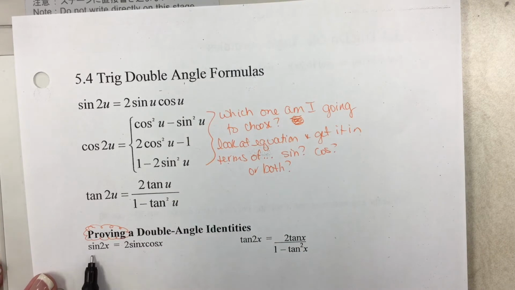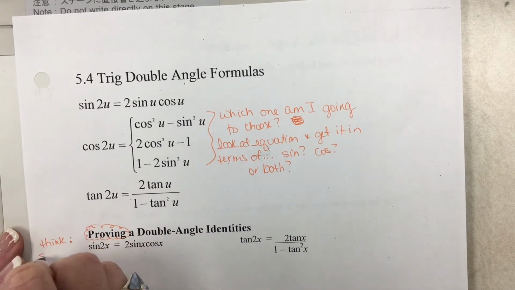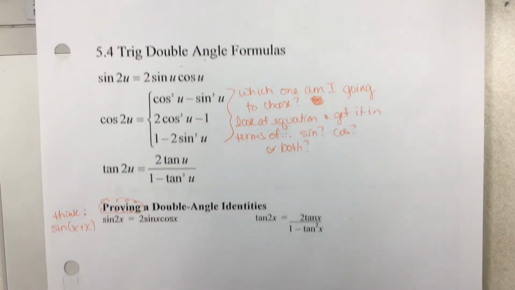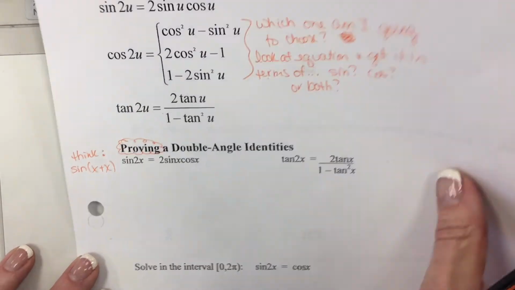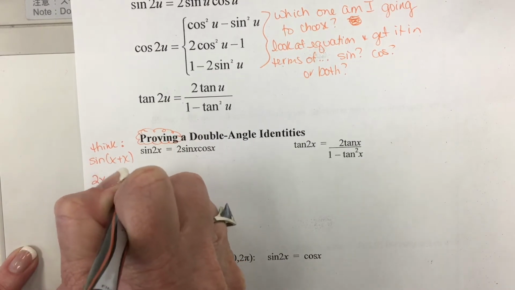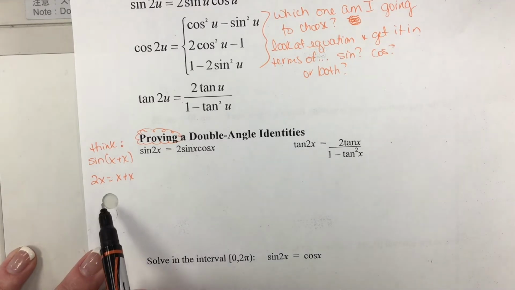When you see this double angle, what you're thinking is sine of x plus x. You're not thinking in terms of 2x, you're thinking in terms of sine of x plus x. Where that comes from is that we know 2 times x is the same thing as x plus x. What's x squared? X times x, absolutely. So 2x is x plus x, and x squared is x times x.